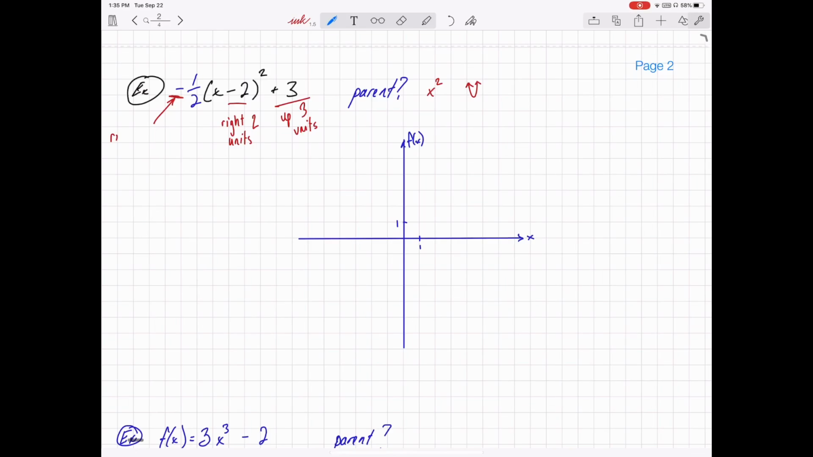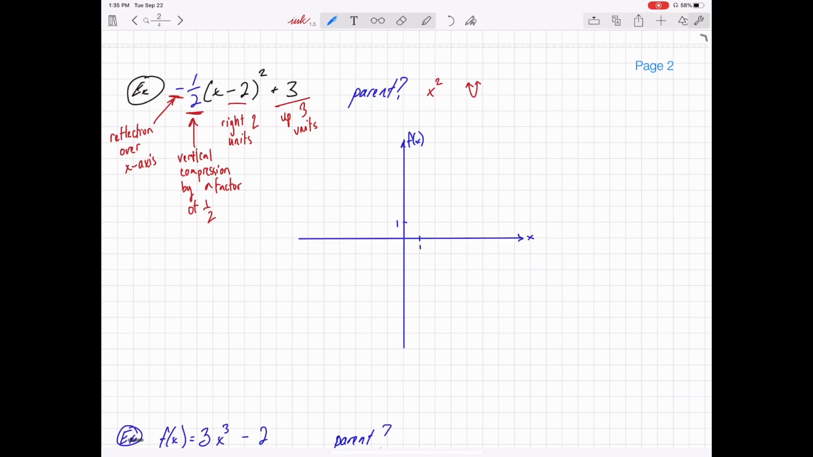is a reflection over the x-axis. And then the 1/2 is going to represent a vertical compression by a factor of 1/2. So that's the way you'd say that in words if you had to say it. A vertical compression by a factor of 1/2.